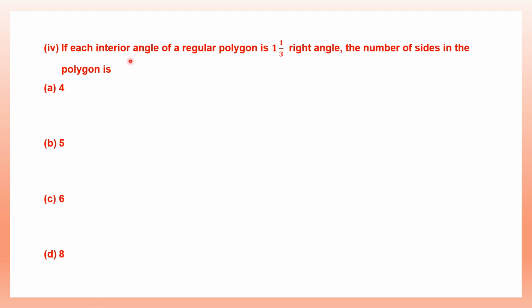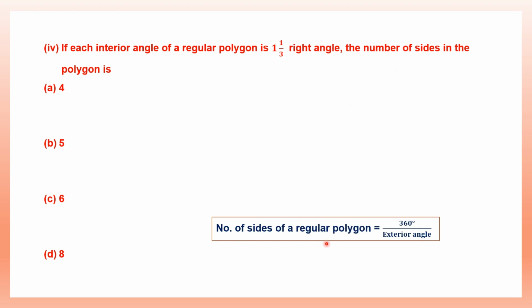Question 4. If each interior angle of a regular polygon is 1/3 right angle, the number of sides in the polygon is this. Okay, so here we have given the interior angle of a polygon, that is 1/3 of a right angle, and the number of sides is what we need to find out. Now whenever we have to find the number of sides, we have to use this formula. That is, number of sides of a regular polygon is 360 degrees by the exterior angle. That means we need to know what the exterior angle is, isn't it?